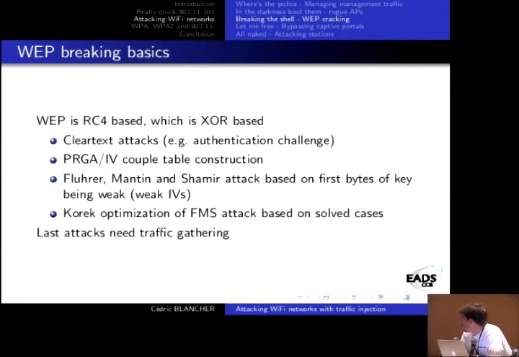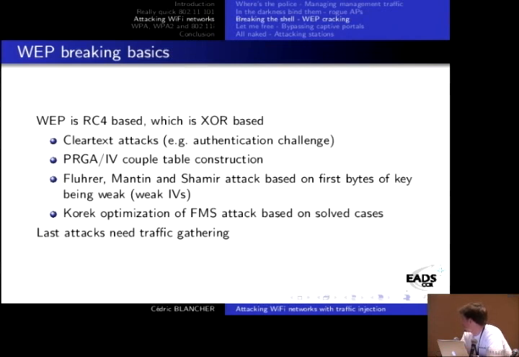So WEP is RC4 based. RC4 is used for SSL, for example, so quite a good stream cipher, but in the Wi-Fi context it is totally inappropriate. So RC4 is XOR based. XOR is some kind of magic computing operation. You can do about anything with it. So in the Wi-Fi context, it's prone to several attacks.